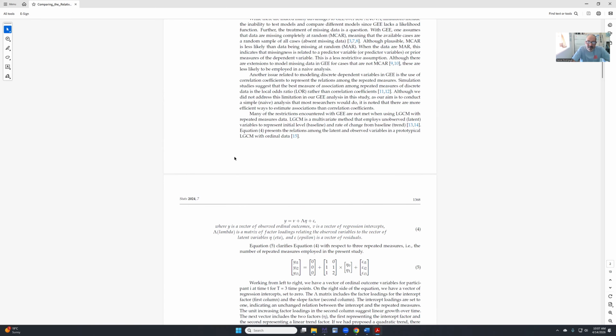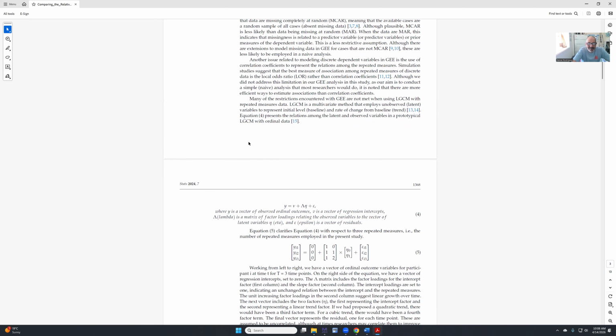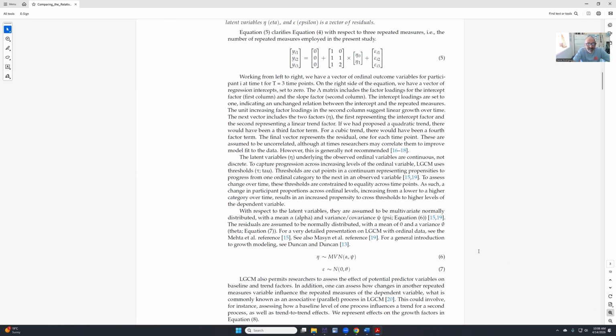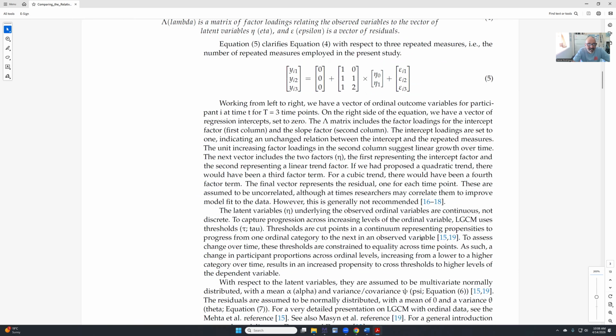Okay, so let's talk a little bit about latent growth curve modeling with an ordinal variable. So again, I'm going to go back to reading. I'm reading my own stuff. I like reading my stuff, but if I ever make a mistake, it's like, oh crap, why did I do that? That's what I don't like.